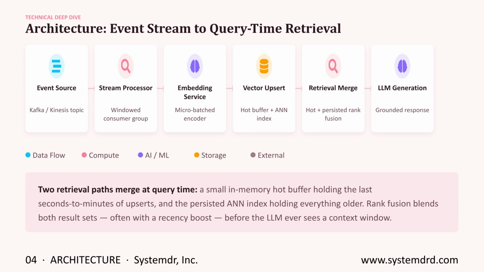Now, the piece most teams skip on a first pass, and it's the piece that actually delivers the real-time promise, is that hot buffer. Without it, your freshness is bottlenecked by however often you flush into the ANN index. That just reintroduces a smaller version of the exact batch problem we started with. At query time, retrieval merge blends both tiers, typically applying a recency boost. So a very fresh but slightly less similar hit can still surface above an older, technically closer match.